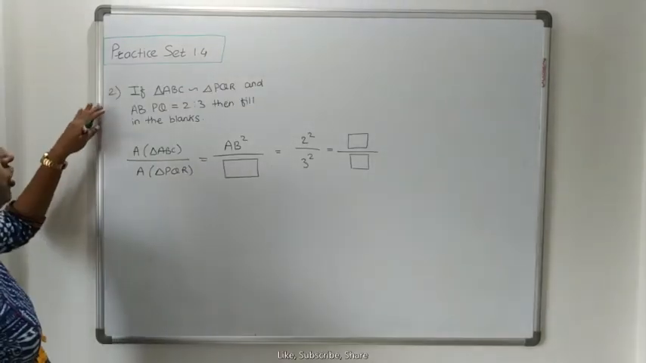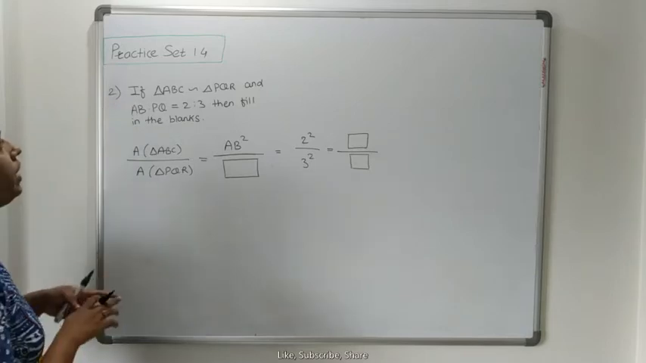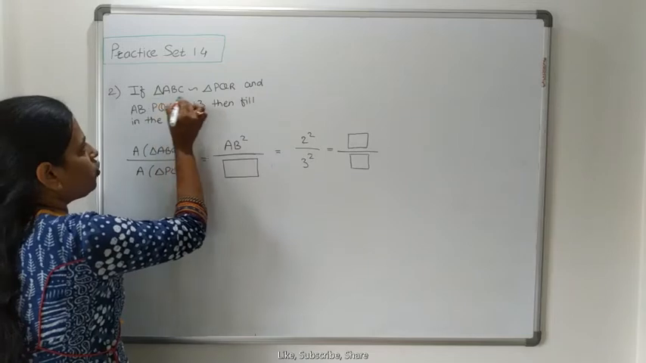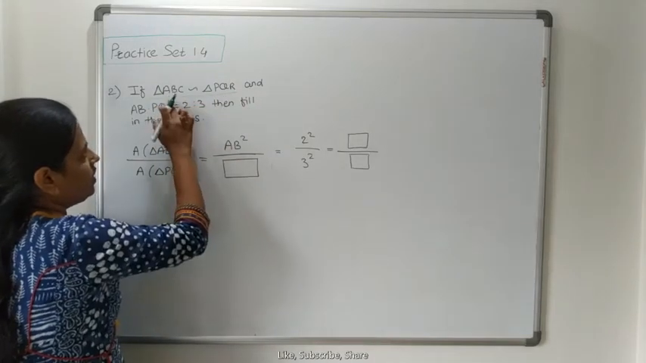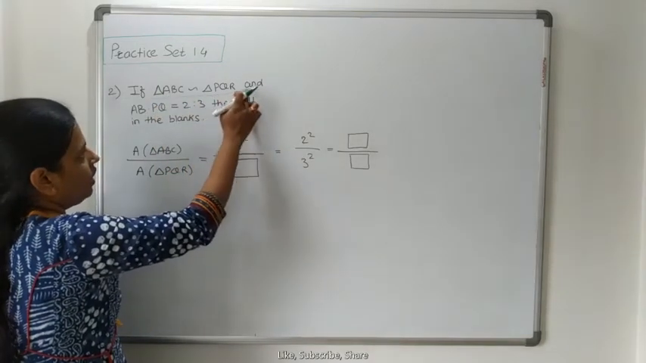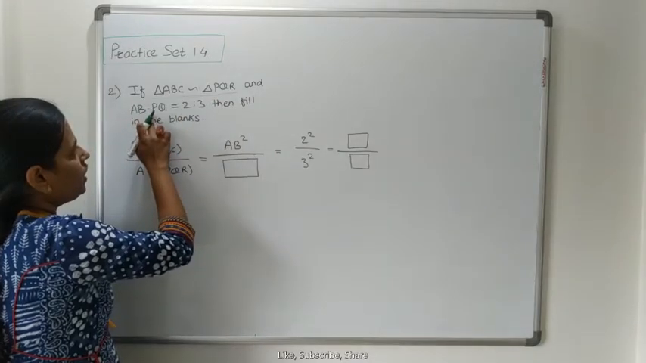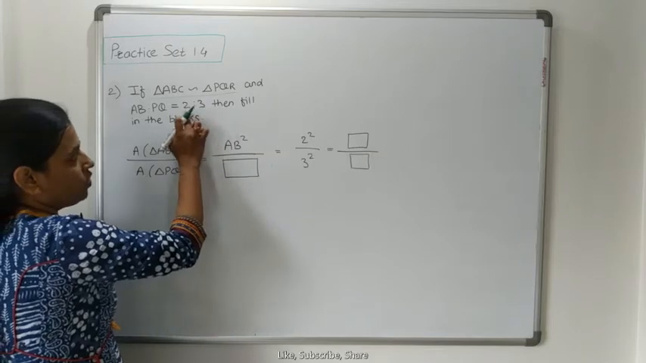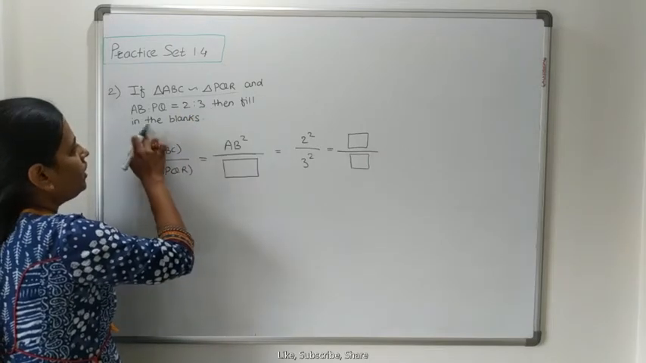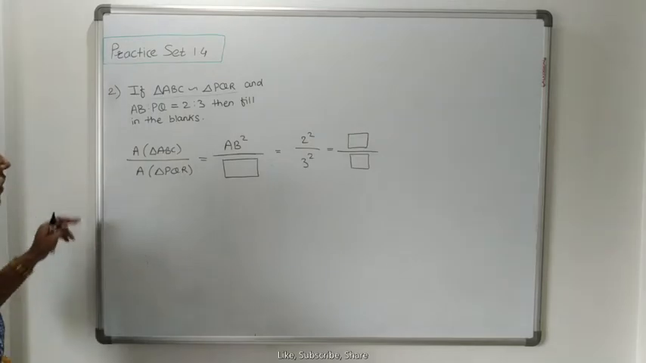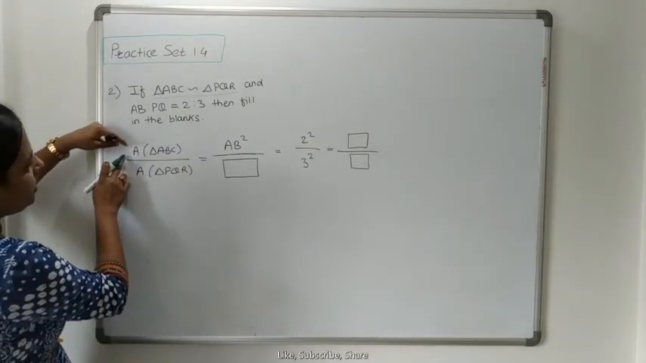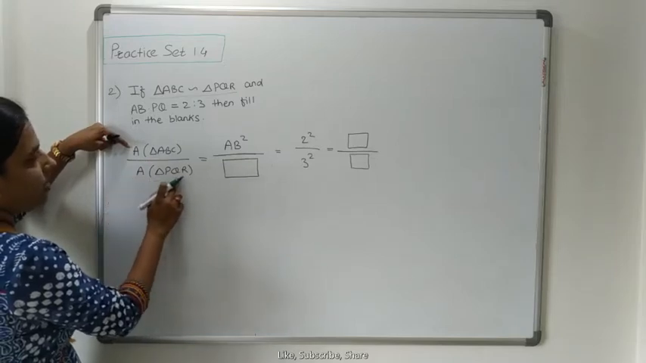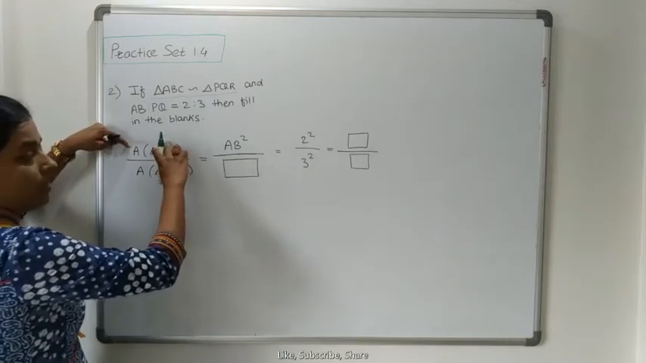Next question, that is question number 2. If triangle ABC is similar to triangle PQR, that means these two triangles are similar triangles, and AB is to PQ is given here as 2 is to 3. Then fill in the blanks here. Very simple question. So what is given here is area of triangle ABC upon area of triangle PQR. These two triangles are similar triangles.